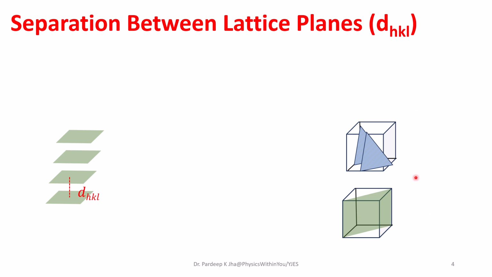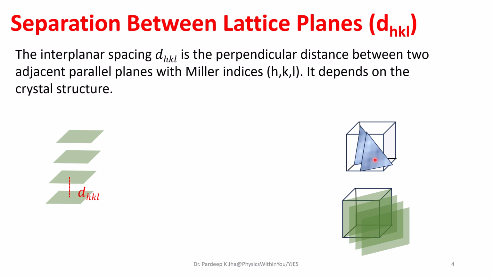Now look at another plane. See this. All planes are parallel. The spacing between these will be the same, denoted by DHKL, right? Understandable? So now you can define interplanar spacing. The interplanar spacing denoted by DHKL is the perpendicular distance between two adjacent parallel planes with the Miller indices of HKL.